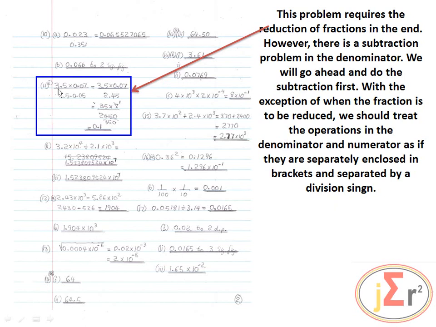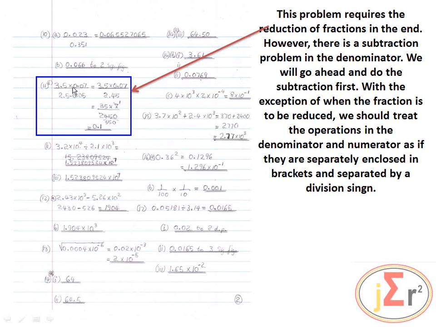We have this large fraction bar here telling us that we are dividing all of what we have here into all of what we have here. Therefore, this is a division problem. If all of the operations here were on the same level as the operation implied by this division sign, then we could pretty much go straight ahead and reduce the fraction because all of the operations are on the same level of importance. However, this large fraction bar is telling us that whatever we have here is being divided by what we have here.